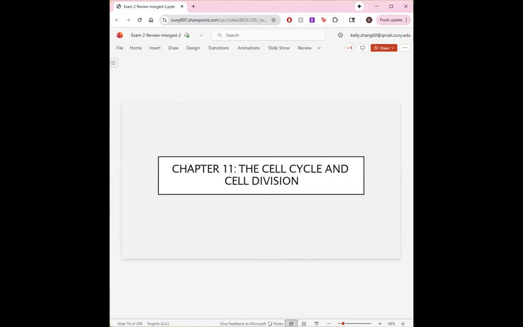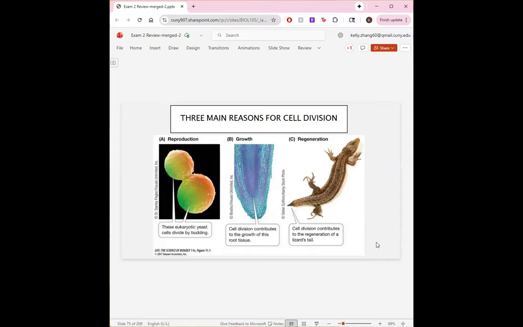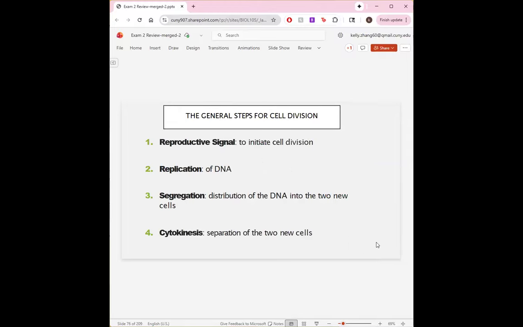Okay, chapter 11, the cell cycle and cell division. So cells divide for 3 reasons: reproduction, which is mostly in unicellular organisms; growth, when organisms' bodies just get bigger; and regeneration or repair.